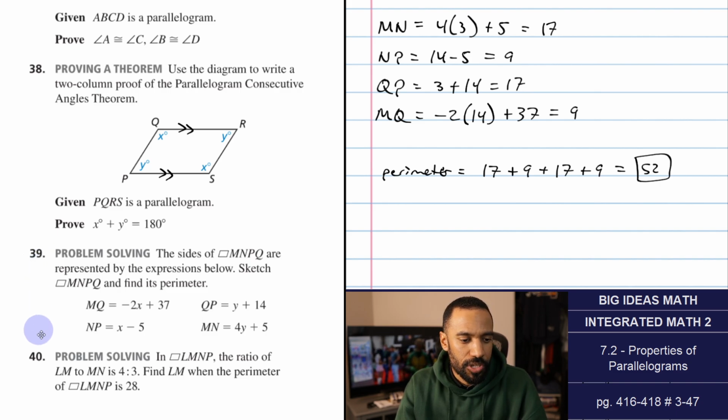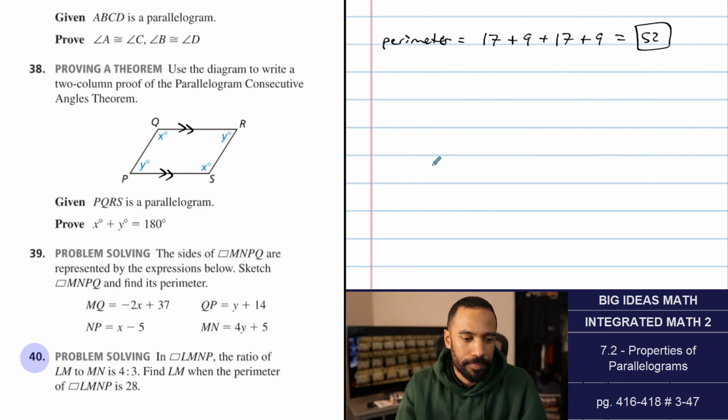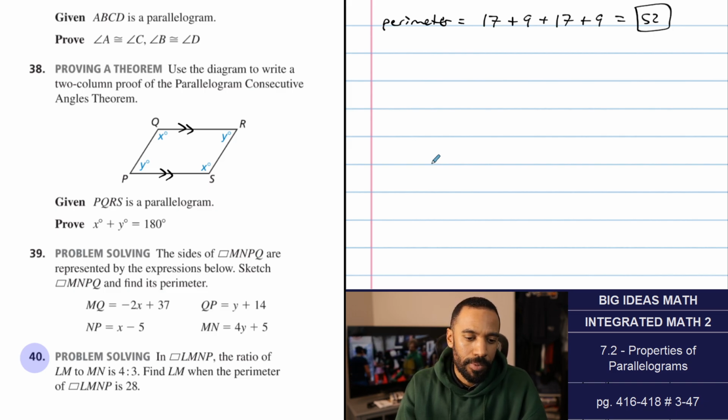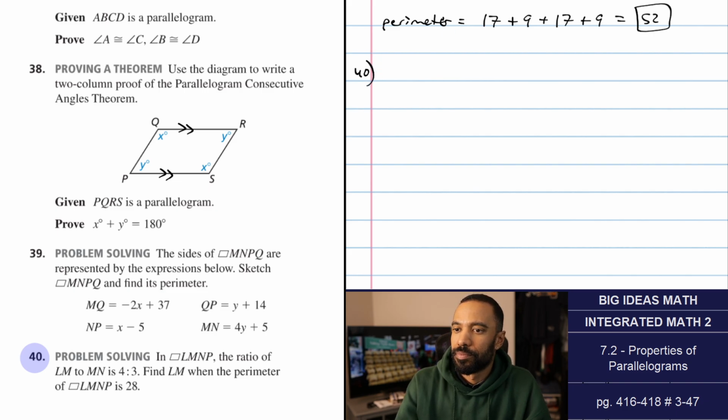Okay, let's move on to number 40. Problem solving. In parallelogram LMNP, the ratio of LM to MN is 4:3. Find LM when the perimeter of parallelogram LMNP is 28. Number 40.